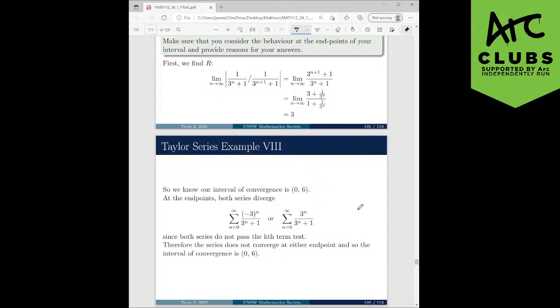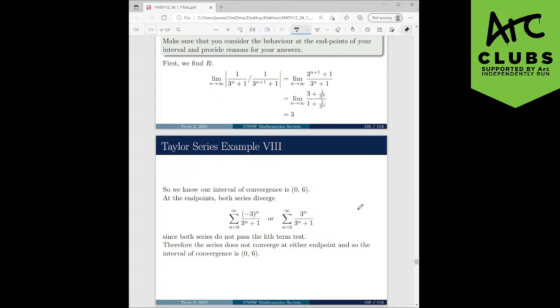And both of them fail the divergence test. So not fail, it passes it. So that means both of them diverge. That means your series doesn't converge at the endpoints since both infinite series diverge. So your interval of convergence is still the open interval 0 to 6.